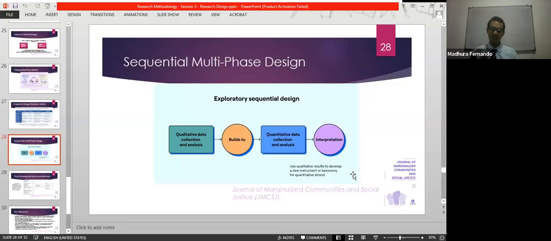And you can use that instrument to get quantitative data, and then you are transitioning to a quantitative phase of the research. That is also very interesting, right?